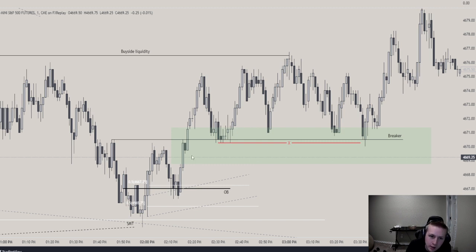This is probably in equilibrium maybe of this range. If it's not, it's probably within equilibrium from the change in state of delivery of this range. We come back down to that fair value gap. That now becomes your silver bullet. So then we have come up to take that buy side liquidity. And notice this as well. This is a breaker or mitigation. I would label this as mitigation.